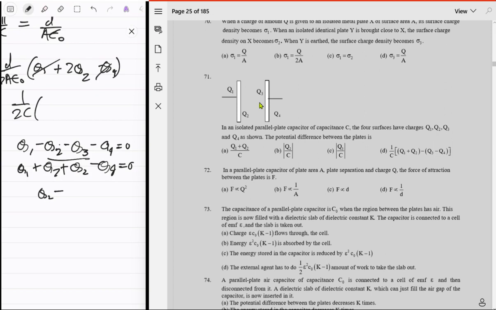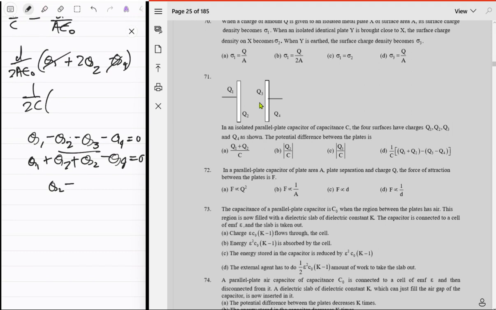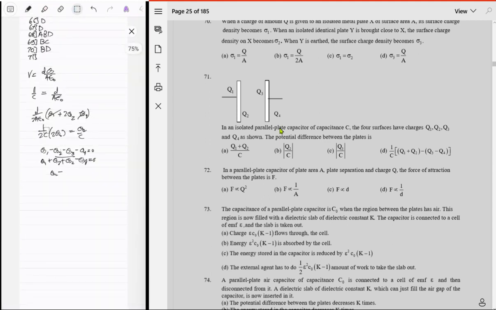So this is the thing. Here 2Q2 comes, and then this just becomes Q2 upon C, or mod Q2 upon C. So B would be the answer. You haven't given Q1, Q2, Q3, Q4, so I'm going to assume some configuration. So this is wrong. It's just Q2 upon C. That's right. So D is the answer.